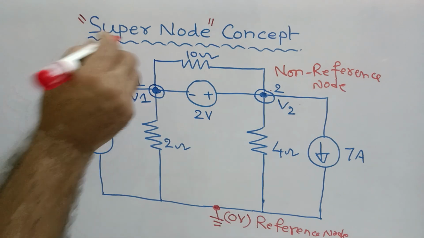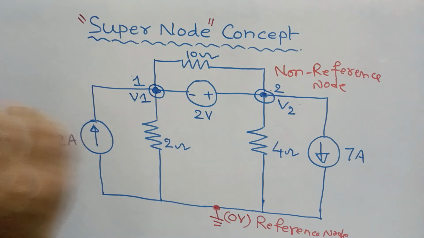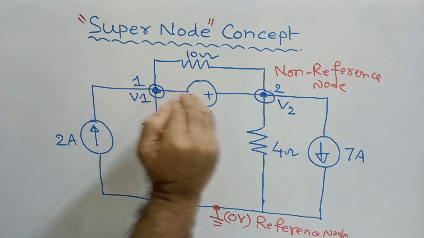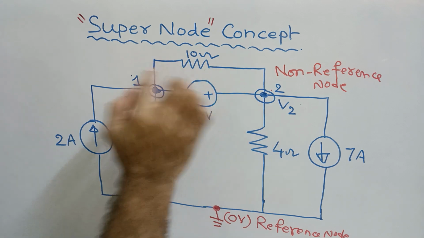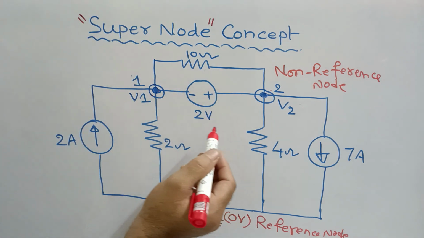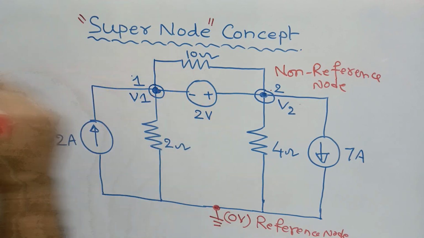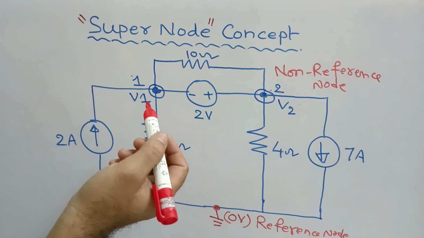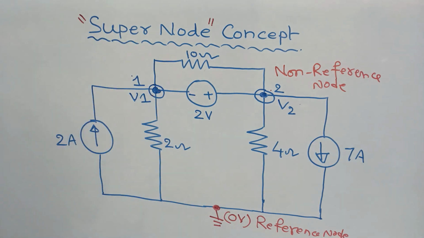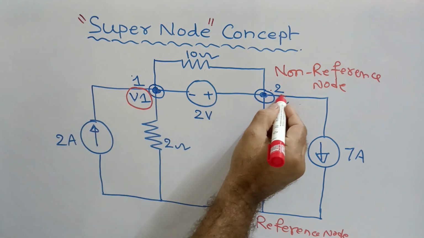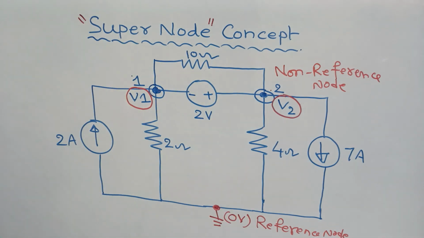Good. Now the supernode is nothing but the nodes which have a voltage source common between those two nodes, which can be treated as a supernode. So between any two nodes, if there is a voltage source, then those two nodes are treated as a common node or a supernode. So how do we find the V1 value and the V2 value? That is our question in this problem.